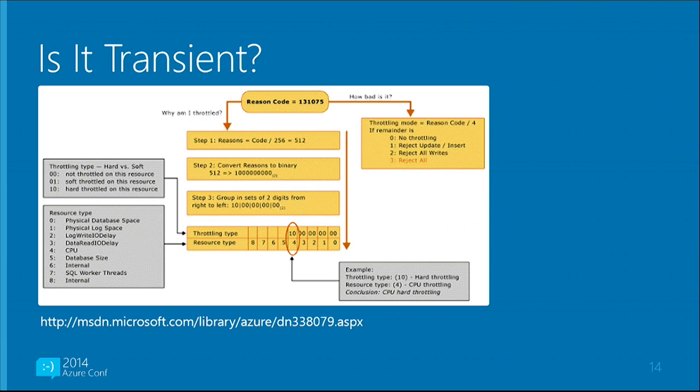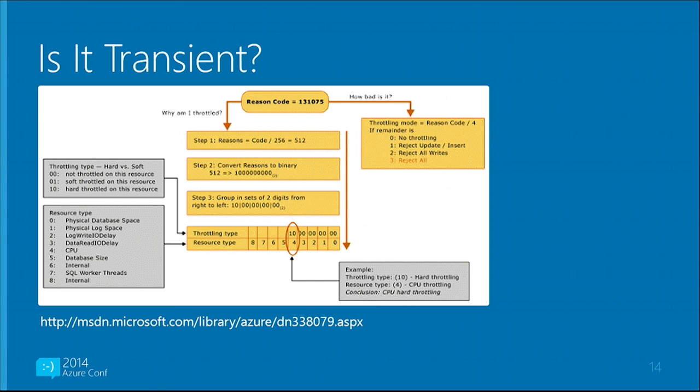You can take that reason code, 8,194, and in this case we have 131,075. But you can take that reason code and do a mod 4 on it. And whatever that remainder is, you'll see over here on the right-hand side, will tell us if there was throttling and why we got throttled. So if it's a 1, our updates and inserts got rejected. If it's a 2, all writes are getting throttled. And if it's a 3, everything's getting throttled.